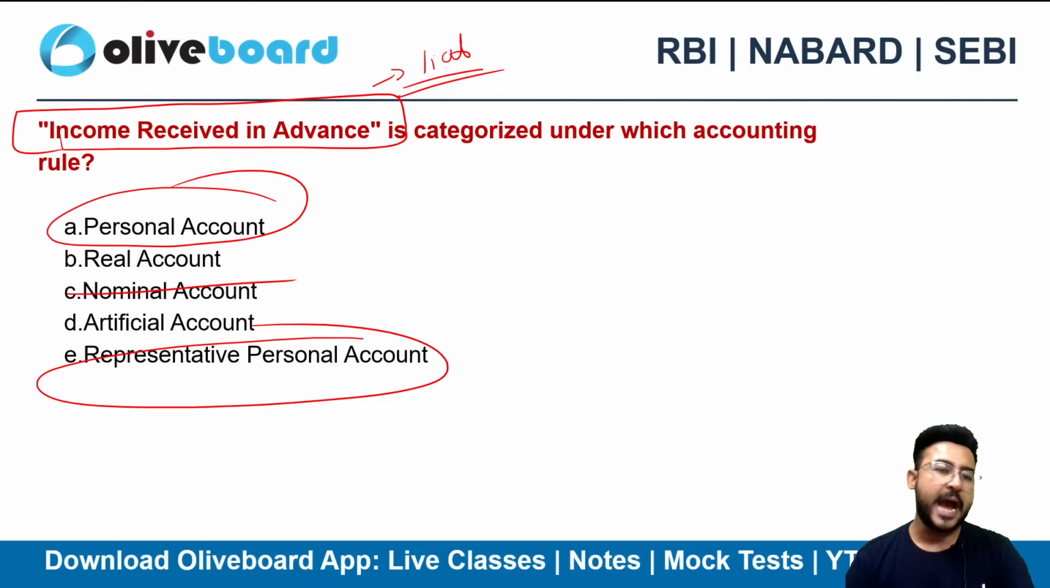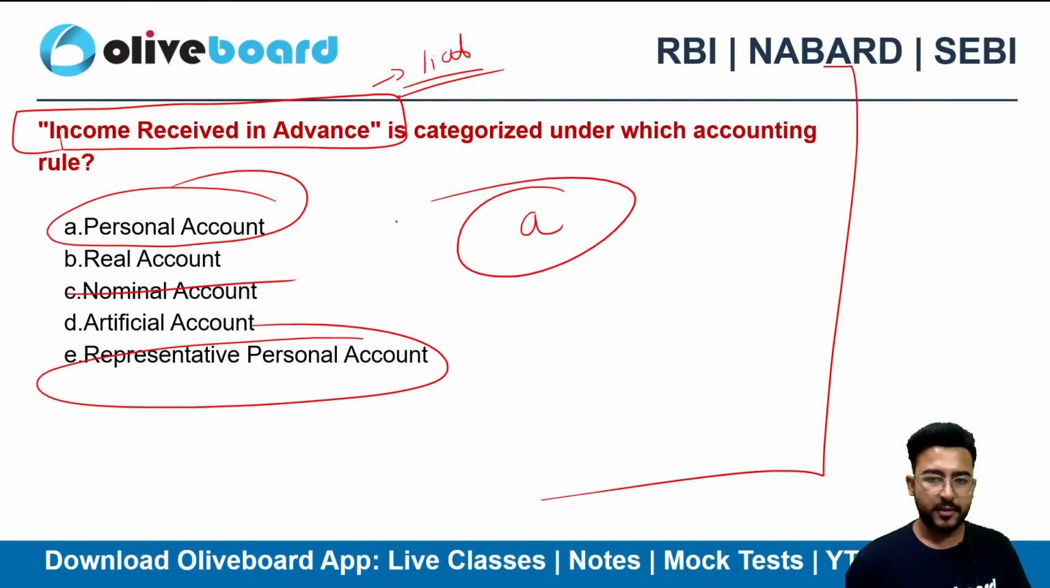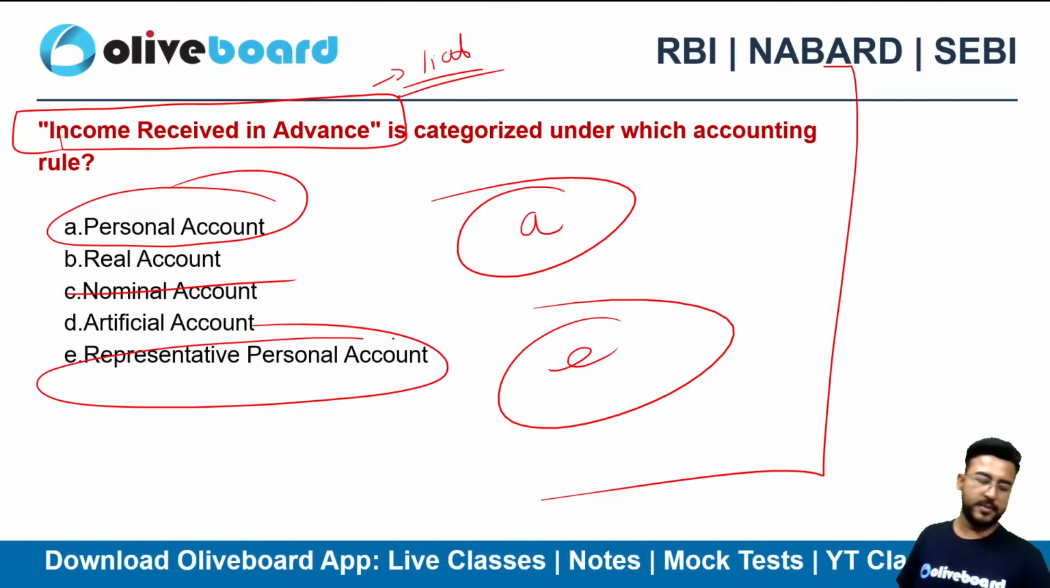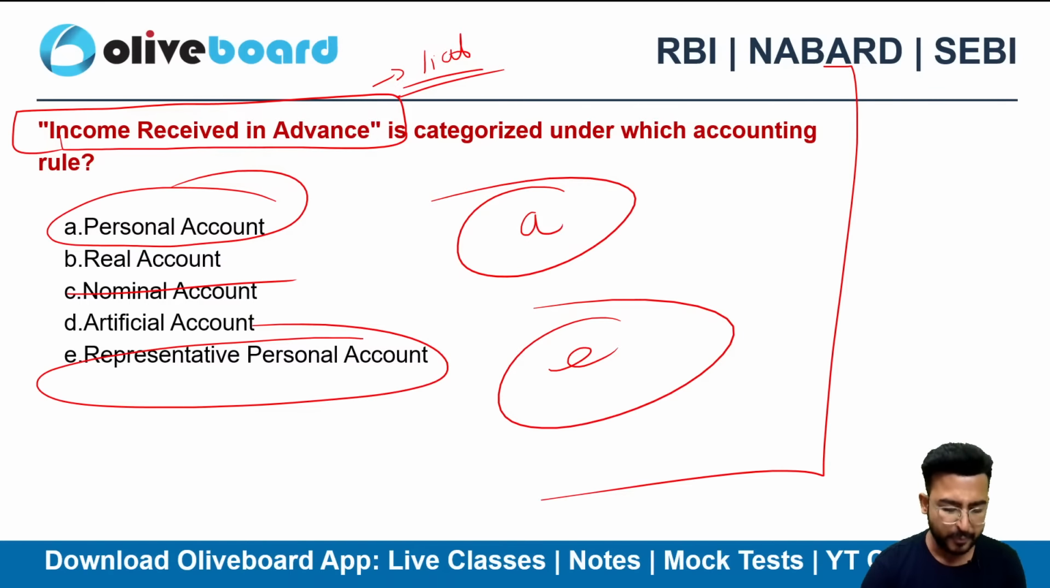Now, what will be the apt choice as per your understanding? Let's suppose this is an examination question. Which option will you be ticking? Option A, option E. What do you think? Which option can be a better choice? A or E? Both are correct because both the options are correct here, A and D.